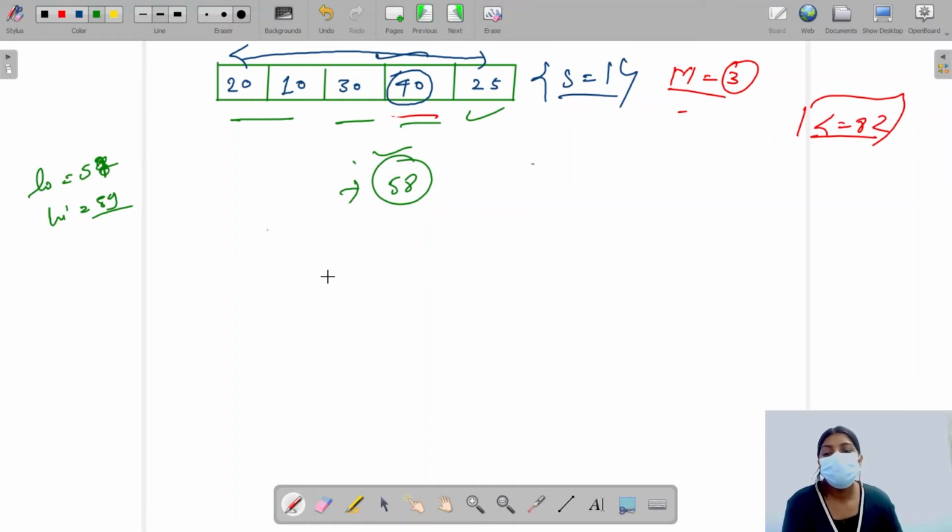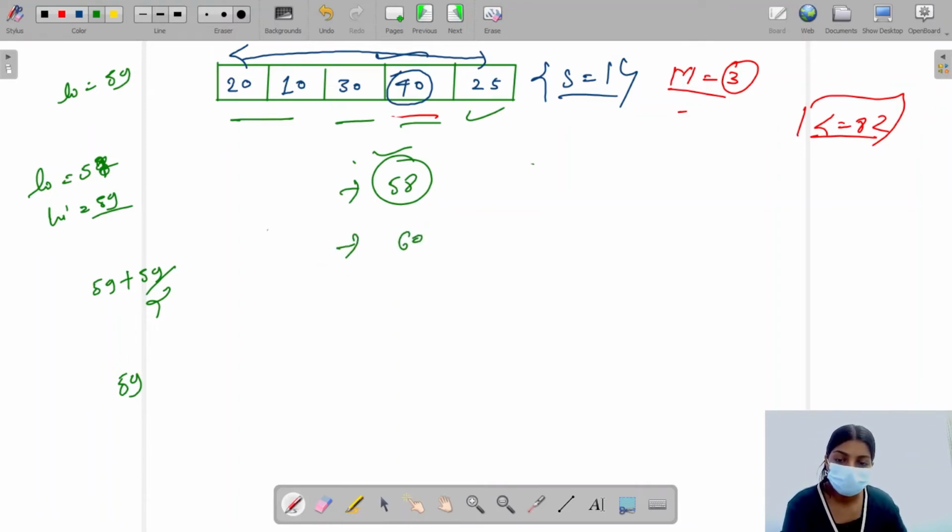So what I do here, now I again increase my capacity to mid plus 1. My low becomes equal to 59. Now 59 plus 59 by 2 is equal to 59 itself. Now again check with 59. Is it possible? It's not possible, right? So now I again increase my load to 60. When I increase my load to 60, my iteration stops.